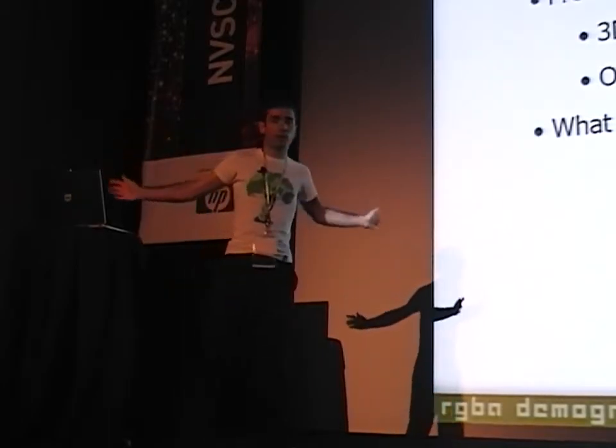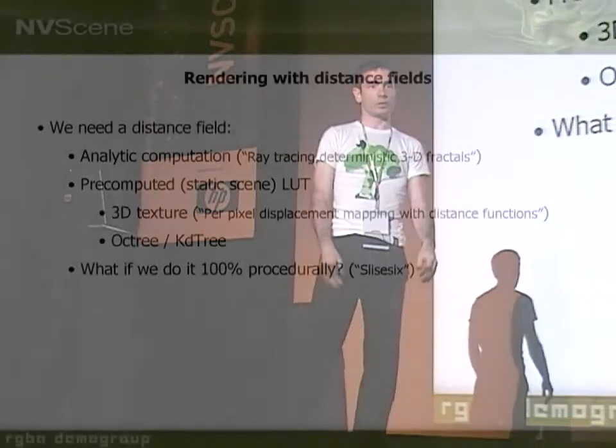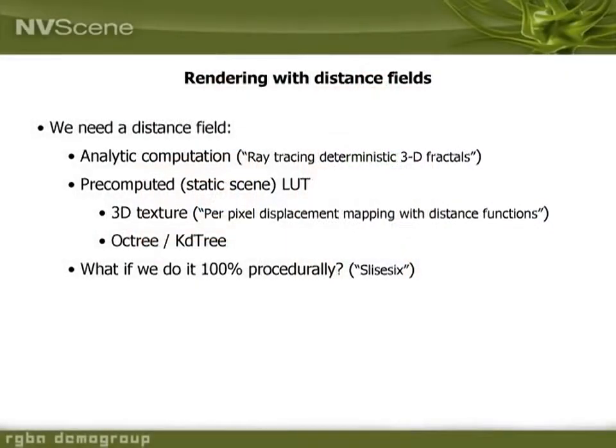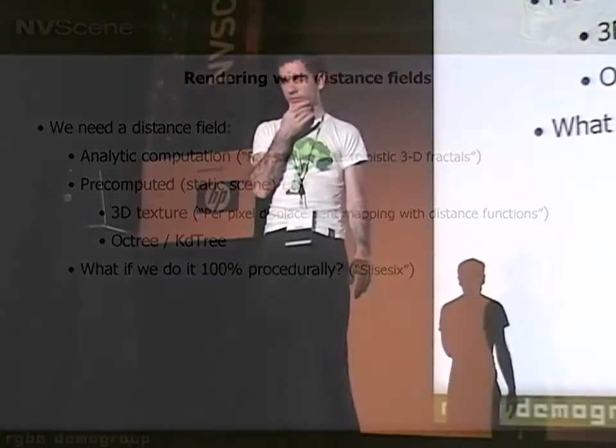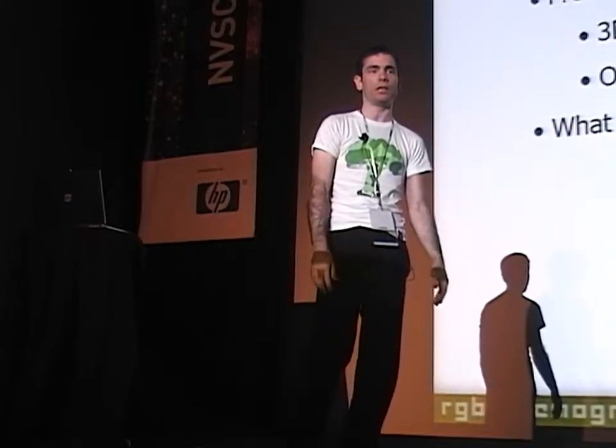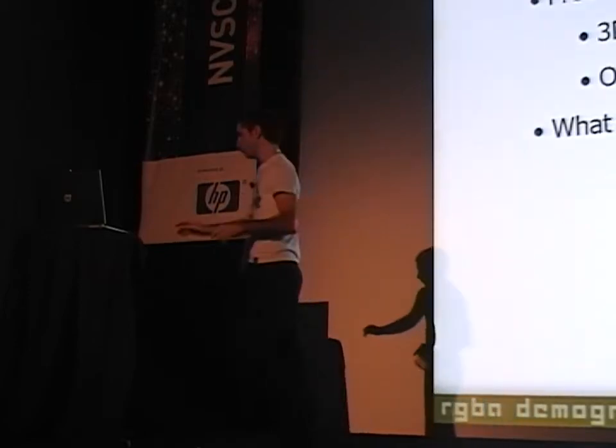So for all this to work, you need a distance field, right? As I was saying before, you can do it in many ways: with a volume, with a texture, or with an analytic mathematical representation of your volume. This has been done in the past. But in 4K, you cannot afford to fill a 3D texture with data. So what I did instead was think, what if I just define my distance field procedurally, directly? And that's what I did.